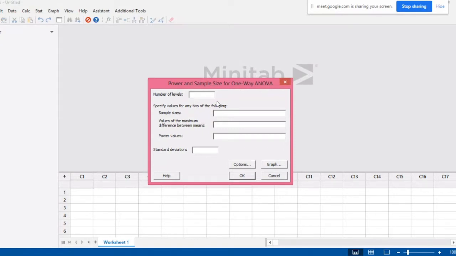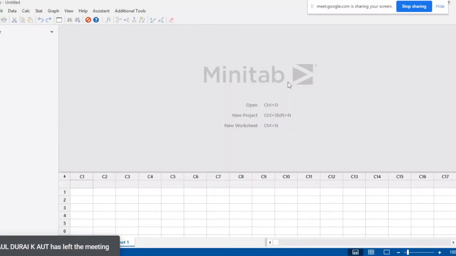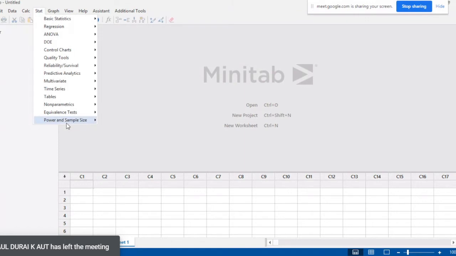Excuse me, sir. Depending on the level. Excuse me, sir. Yeah. In this one, Stat, no? Yeah. So where do we need to go? Stat and power and sample size.